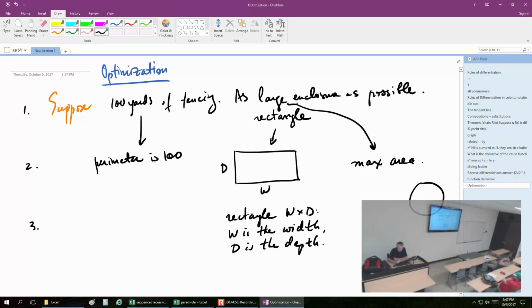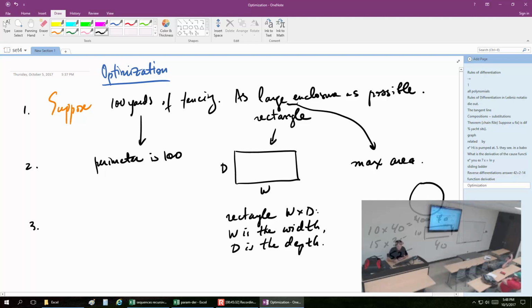So for example, I would try, I have 100, so how about 10 by 40? It adds up: 10, 10, 40, 40, that works out to 100. So the area will be 400. And then you keep going, you try, say, 15 by 35, which gives 525. So as you can see, you're improving.